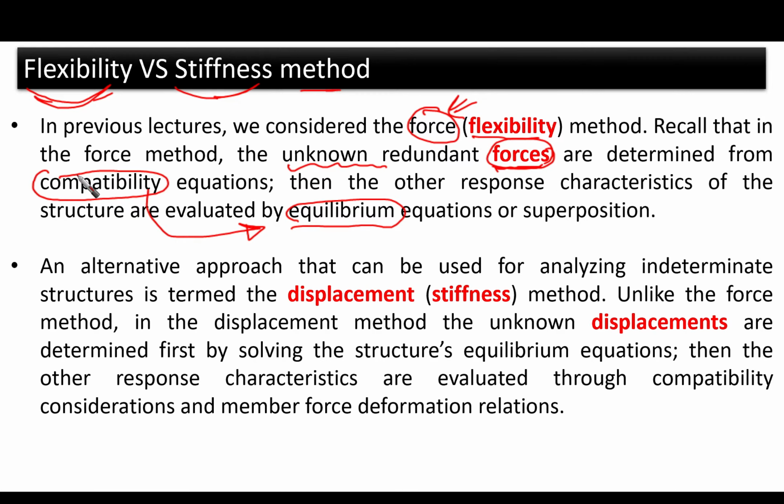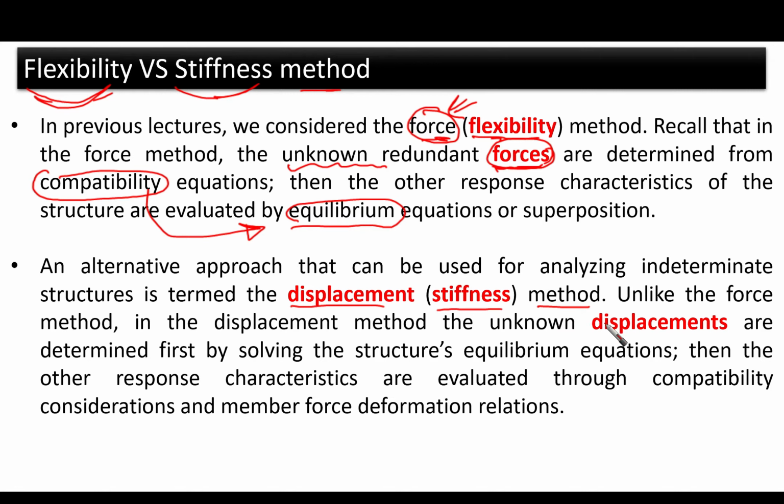Okay, so now we are going to talk about the slope deflection method, and it is considered to be among the stiffness methods that are available for us. An alternative approach that can be used for analyzing indeterminate structures is termed the displacement, or stiffness method. So in comparison with the flexibility method, here it was force or flexibility, and here it is displacement or stiffness method.